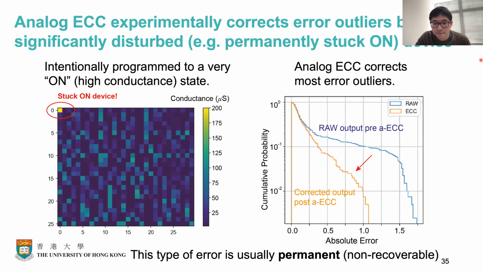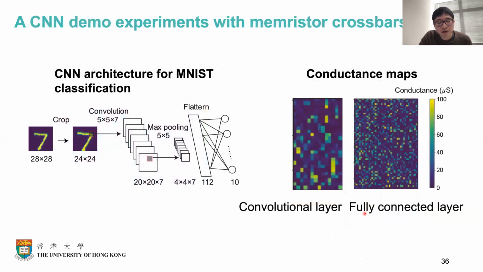For example, the stuck device: we program one device on the top left corner to a very high conductance state, as shown here. As a result, the computing statistics show a higher probability of a large error, shown in this blue curve. But after the analog correction, we can see here the chance of significant outliers is significantly reduced. This emulates the case where the defect in the device is permanent.